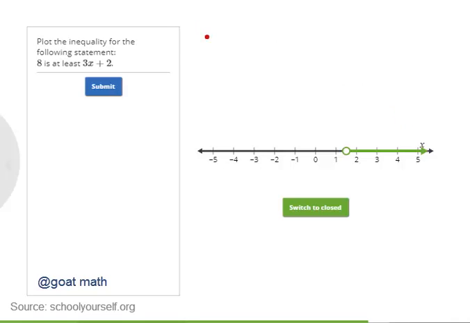Okay, for your final challenge, plot the inequality for this statement. 8 is at least 3x plus 2. So first, you'll want to write this as an inequality, then solve, and then plot. Again, feel free to ask for a hint if you need one.